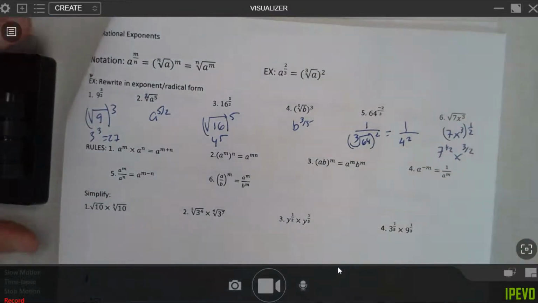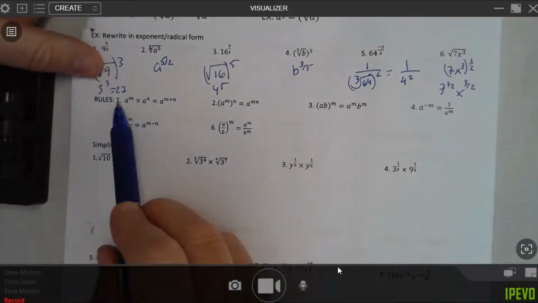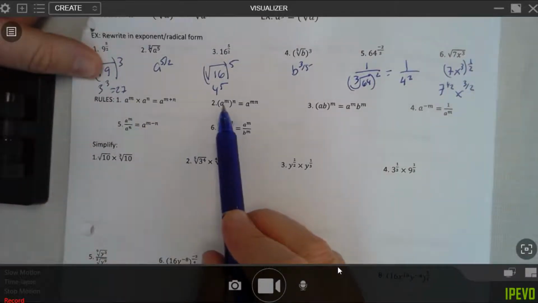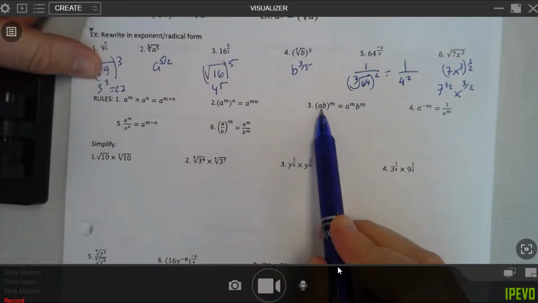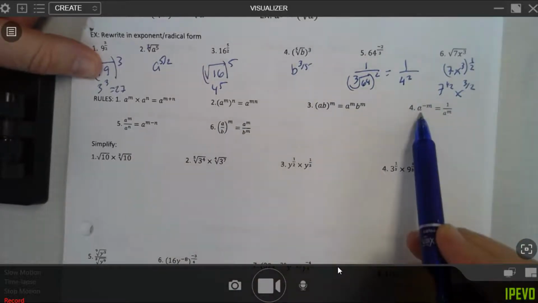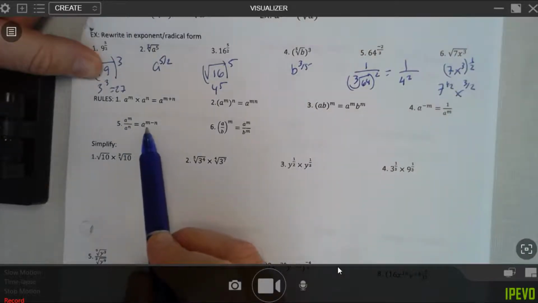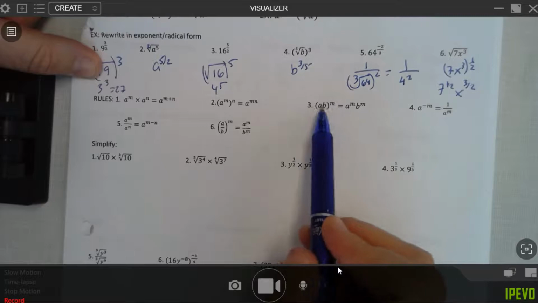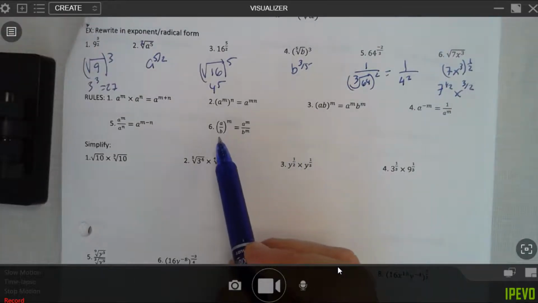So rules that we should have learned in Algebra 1, if you're multiplying with the same base, you add your exponents. Power to a power, you multiply. You can distribute over multiplication only, not division. Negative exponents, put it on bottom. When you're dividing, you should subtract your exponents. And just like with multiplication, you can distribute over division, but only multiplication and division.